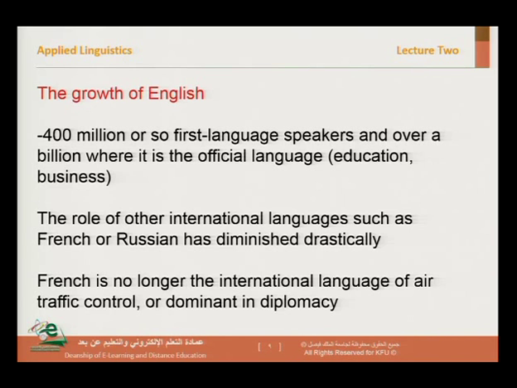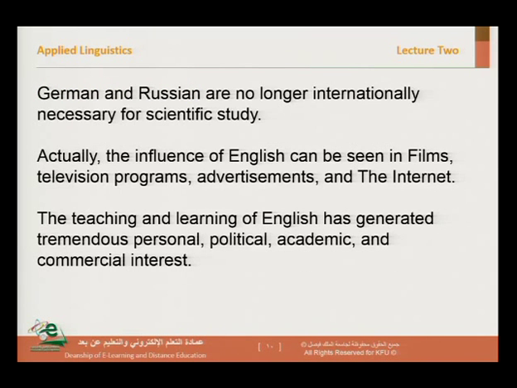Why? Because English is dominant around the world, and has been the second or first language in most of the countries of the world because of colonization and other important issues. But what has this done to other languages? Let's take, for example, French. French is no longer the international language of air traffic control or dominant in diplomacy. This is how English has affected French. Also, how has the growth of English affected German and Russian? They are now no longer internationally necessary for scientific study. You can carry out research without knowing these languages. You can read research without knowing these languages. You can be up to date in your field without knowing these languages.